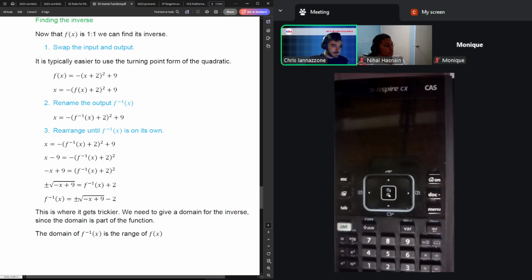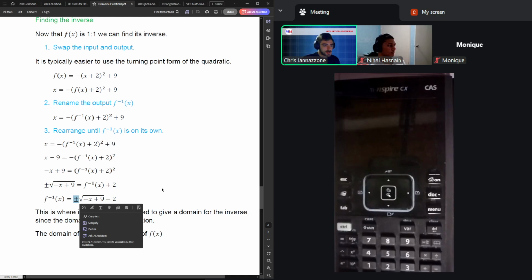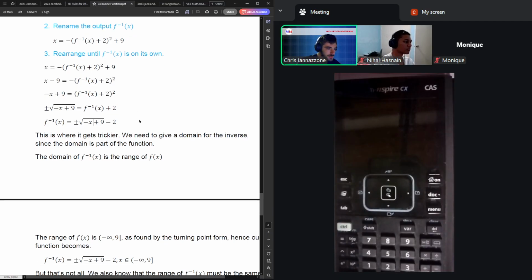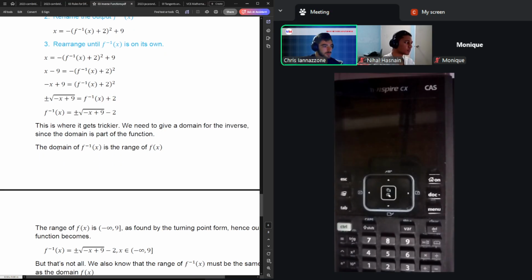Okay. Now, this plus minus here is the whole issue with having a not one-to-one function. When you have the plus minus root, you have both the positive part of the root and the negative part of the root. When it comes to functions, we're only allowed to have one of those. So how do we figure out which one we do? That's going to come from our domain and range analysis.